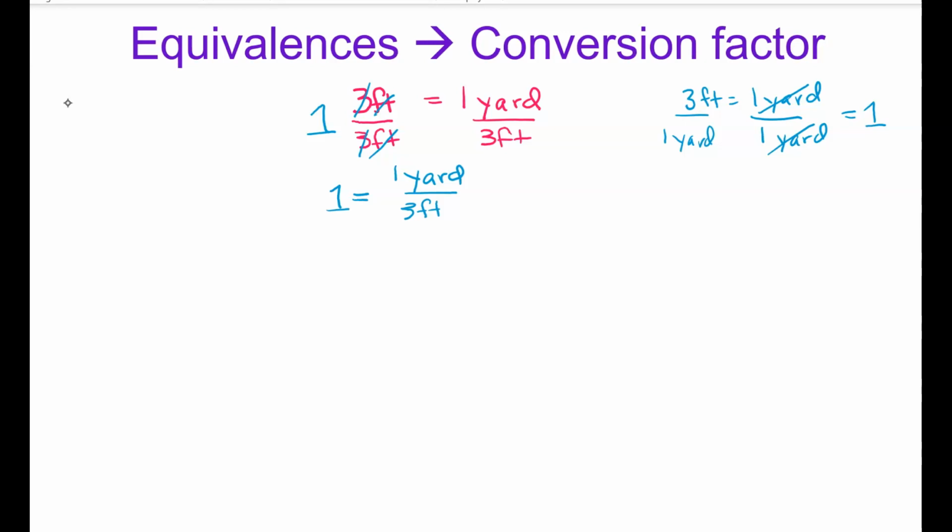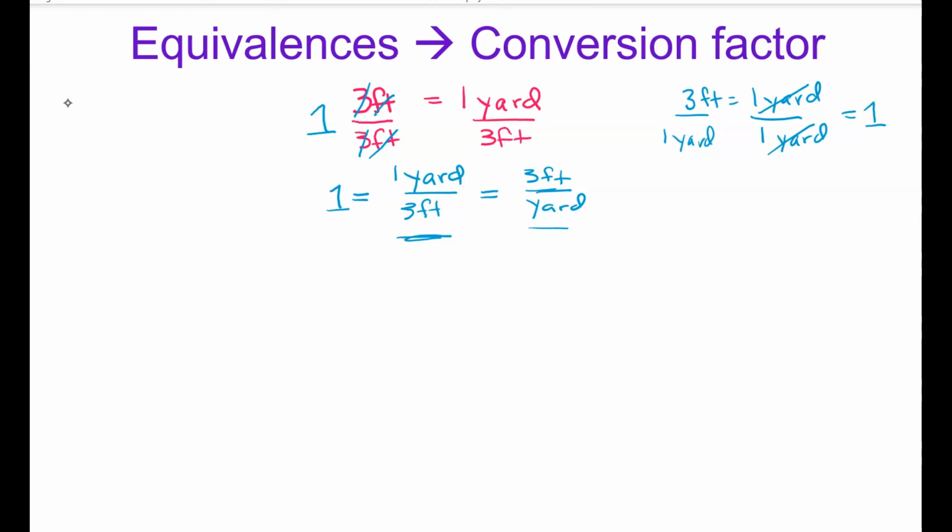That means if I take some quantity and I multiply by either 1 yard over 3 feet or 3 feet over a yard, because these are equal to 1, if I multiply something by it, I haven't changed its value, right? Because 3 times 1 is 3.